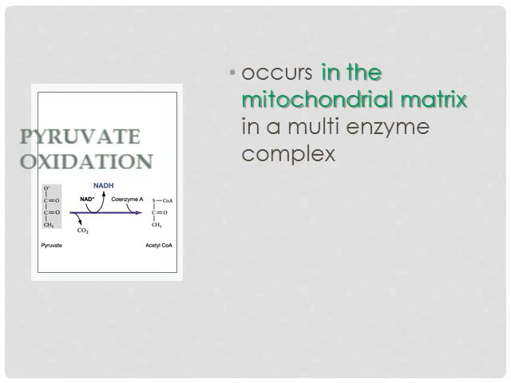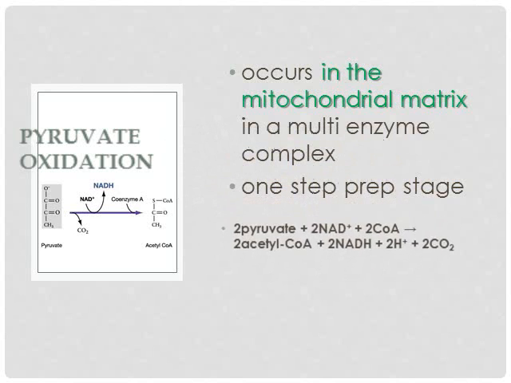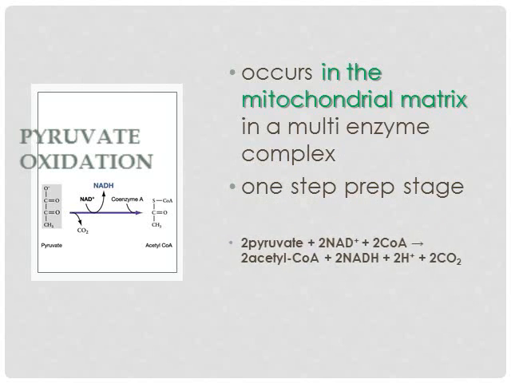So again, it occurs in the mitochondrial matrix right in that center part. It's another multi-enzyme complex. It says 1-step prep stage, but really there's a couple of steps combined there. And that's the overall for that. So to start, we have pyruvate from glycolysis. We have the oxidized version, NAD+. We've got some coenzyme A, and we end up with an acetyl coenzyme A, NADH, and a couple of hydrogen ions and some carbon dioxide as a waste product.